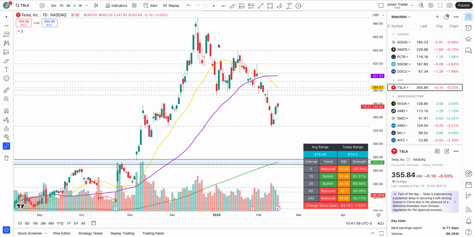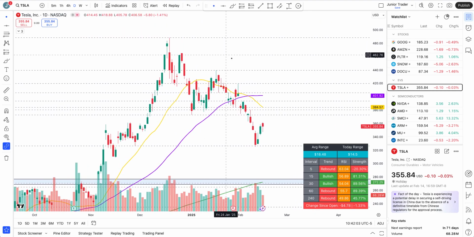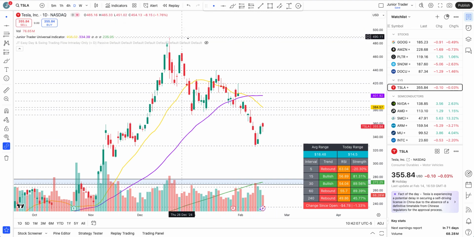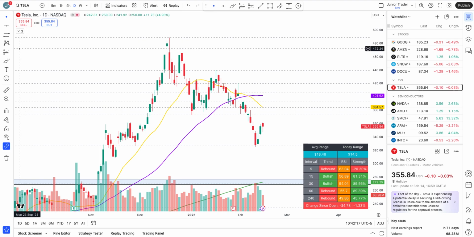All right, so starting off with the daily interval. Daily interval structure, guys, remains bearish. Let's turn on my other tools, and I'll be using my tools throughout this video as usual. So overall structure is still rebounding. I'm on the passive mode, and overall it has remained bearish still.